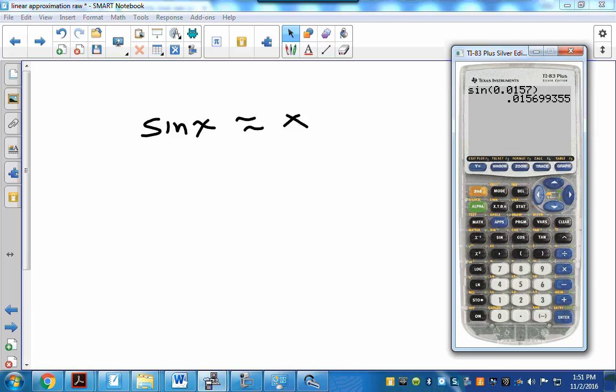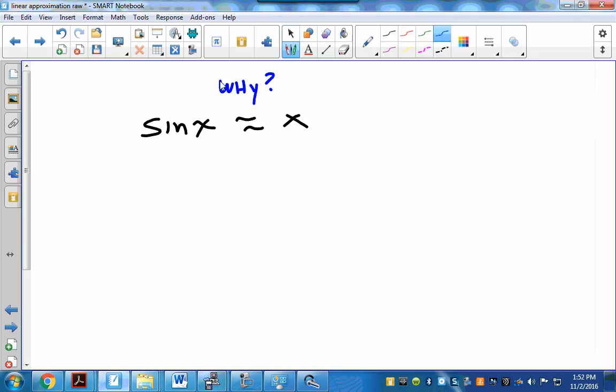Oh, wait, that can't be. Let me try the sine of 2. Well, that's nowhere near right. I mean, that's crazy wacko, right? That's just wrong. So I guess the question is, why does this work for some x values and not for others?